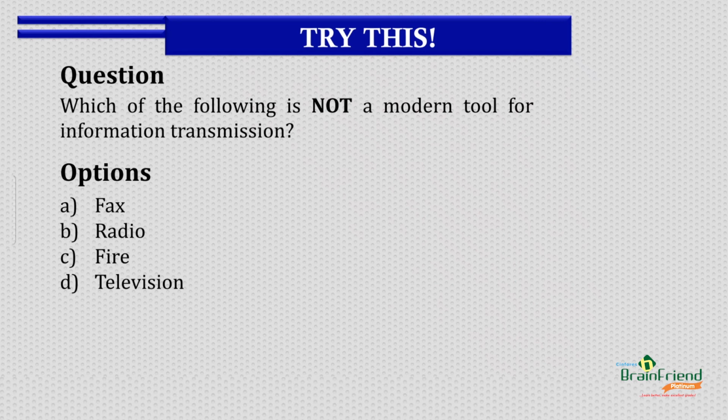Question 1. Which of the following is not a modern tool for information transmission? A. Fax. B. Radio. C. Fire. D. Television. The correct answer is C. That's because that's an ancient one. Let's try out one more.